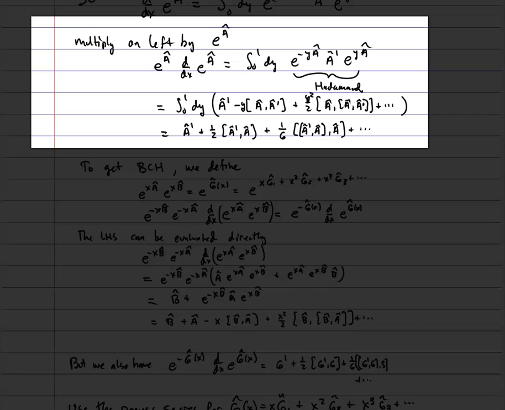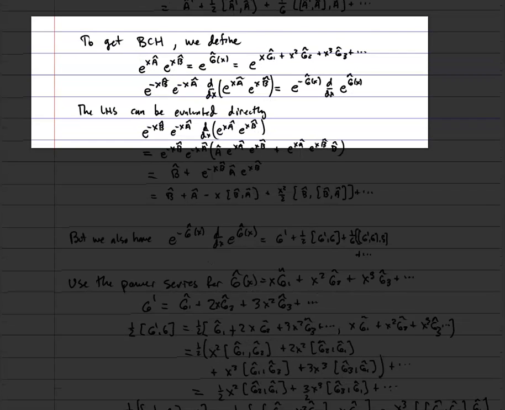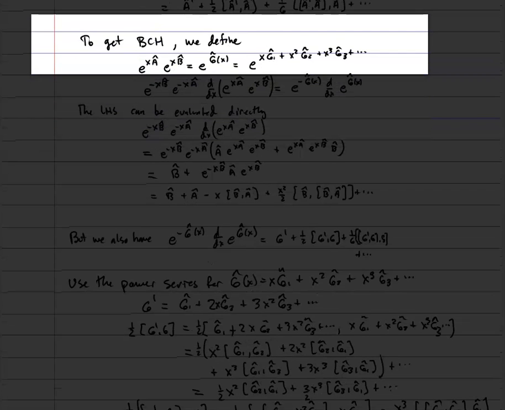Okay, now to get to the BCH, so that is the lemma, that is the thing that we're going to be using in just a moment. So we'll get back to that in a moment. Now we're going to be starting again on a new operator identity.